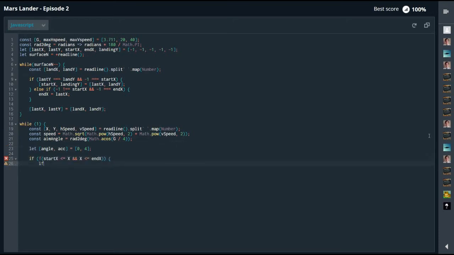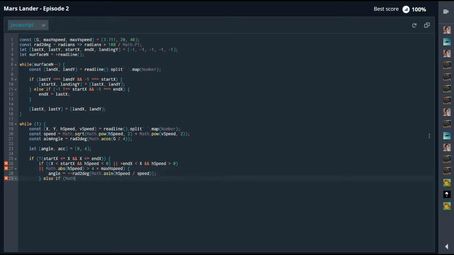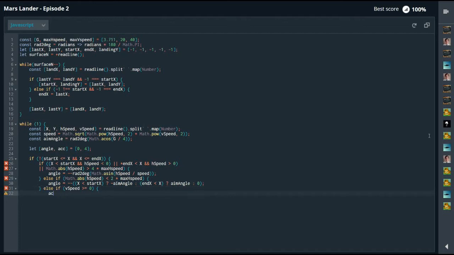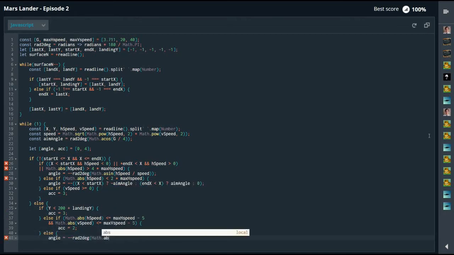Correct the course if the spacecraft is not placed above the target. If it goes in the wrong direction or moves too fast, adjust the horizontal speed and the angle of incidence. If it goes too slow, adjust the horizontal speed and the angle of incidence. Accelerate during the landing. If speed is okay, just keep it. If the angle of incidence is wrong, correct it.